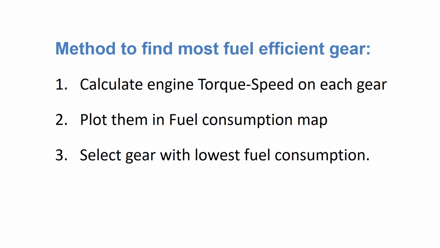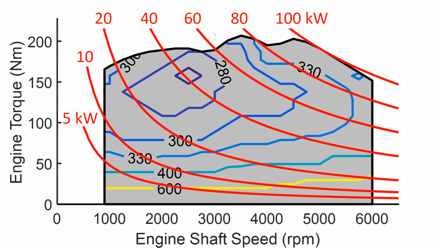So, now we know how to find the most fuel efficient gear, but to better understand which engine operating points are desirable, we will now determine which operating points give the lowest fuel consumption at different values of engine power. Here we have plotted constant power lines for different engine power levels. If the traction power is 5 kilowatt, we can find the lowest specific fuel consumption, 350 grams per kilowatt hour, at the minimum engine speed, 900 RPM.